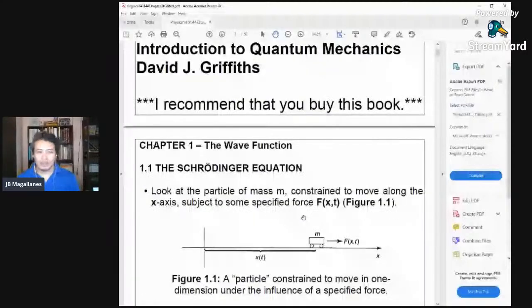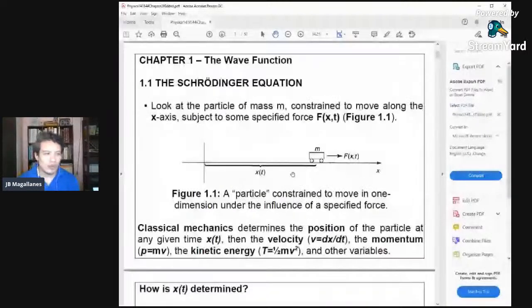So for our first chapter, we will discuss wave functions. And of course, these wave functions can be derived from the Schrödinger equation. And we will discuss that as we go through the lecture.